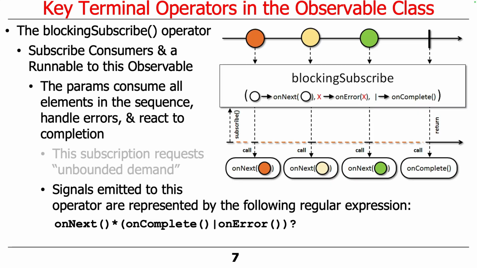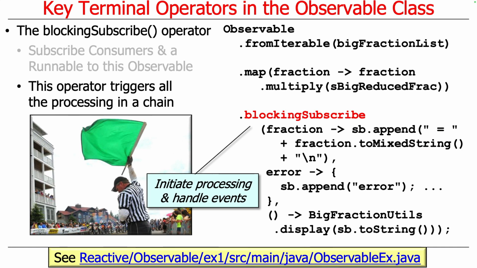Signals that are emitted to this operator are represented by the following regular expression. You can have any number of onNext calls, including 0, followed by either onComplete or onError optionally. So you might get no events whatsoever, in which case none of this stuff will run. You might get 1 onNext call. You might get infinite onNext calls, but you'll get either an onComplete or an onError when things terminate, if they ever terminate, because of course this could go on forever.